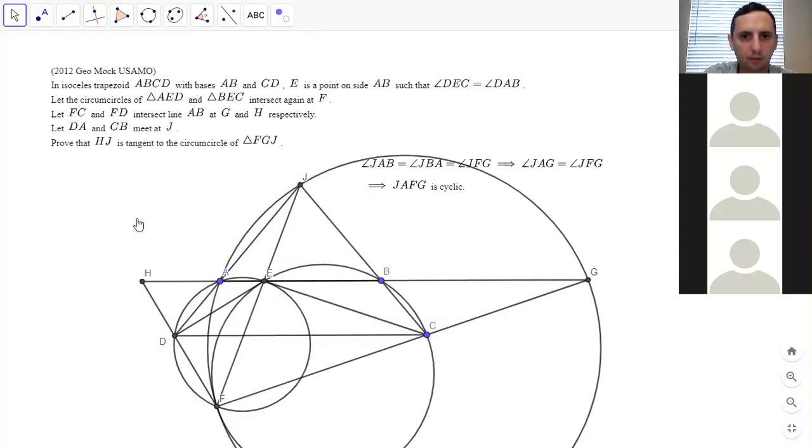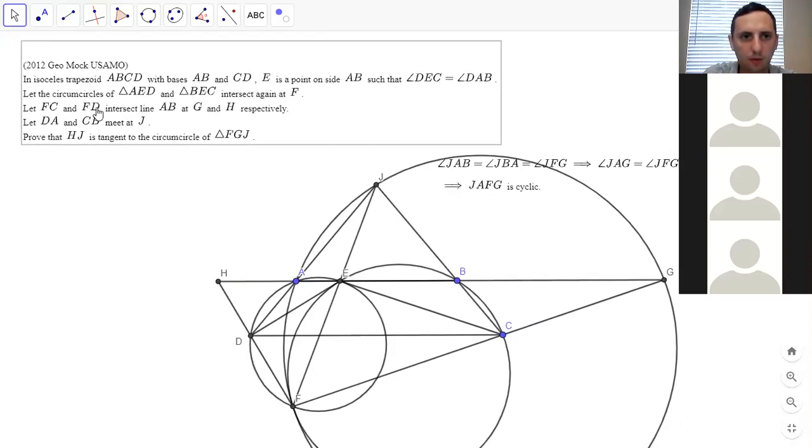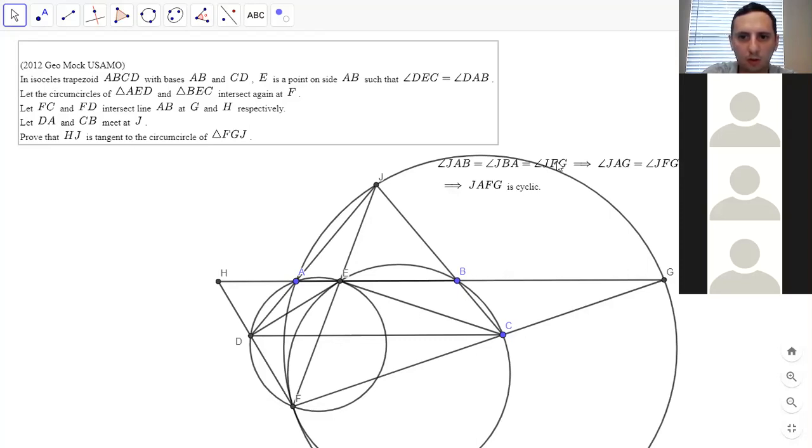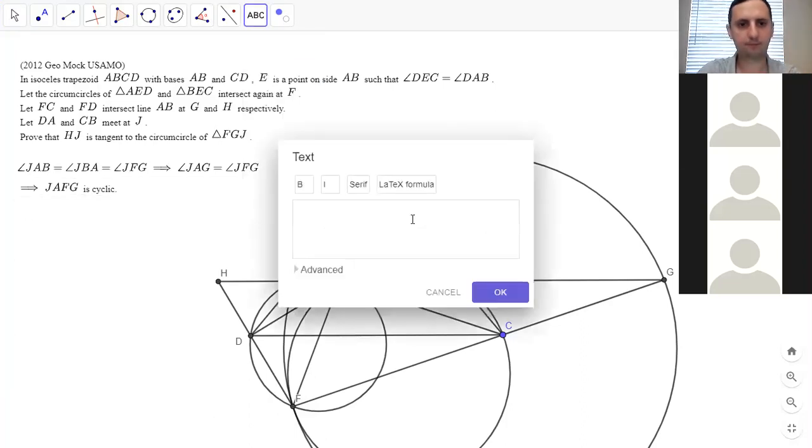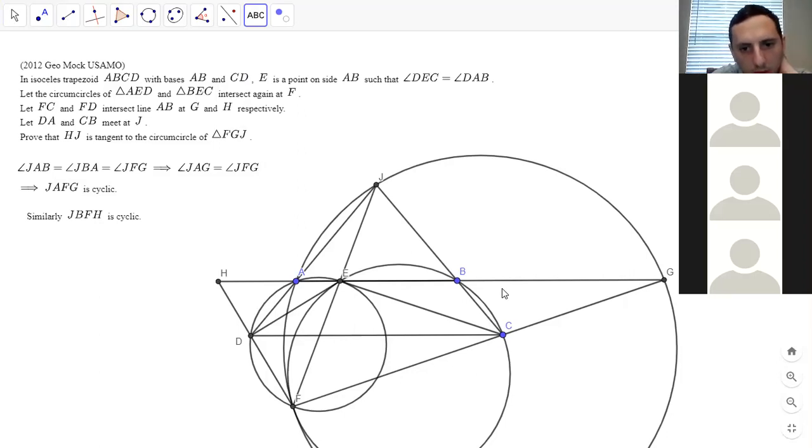Let me move this to the left. Similarly, JBHF is cyclic. It is obvious to prove that BC and GJ are parallel. Maybe? Yeah, that is because angle JGA is equal to angle JFA, and that is angle ADE.